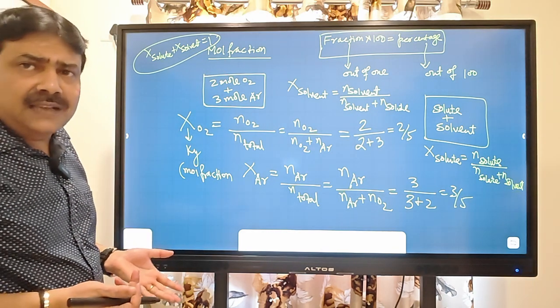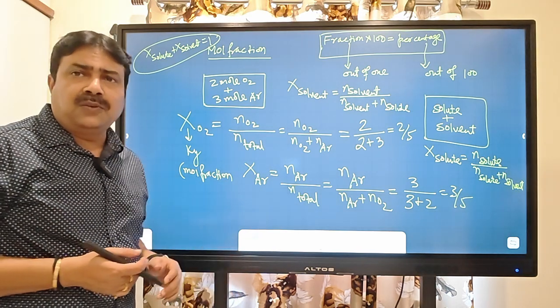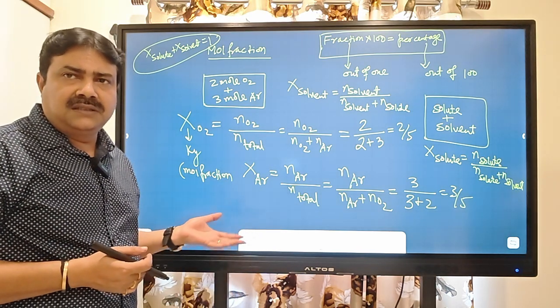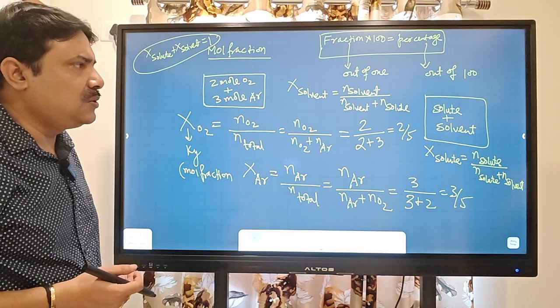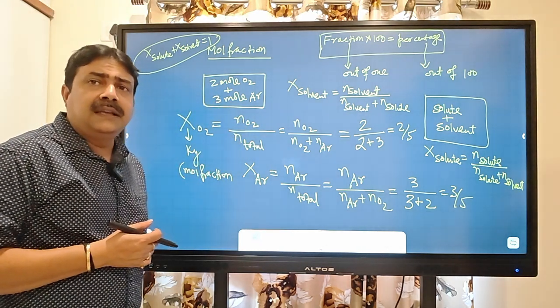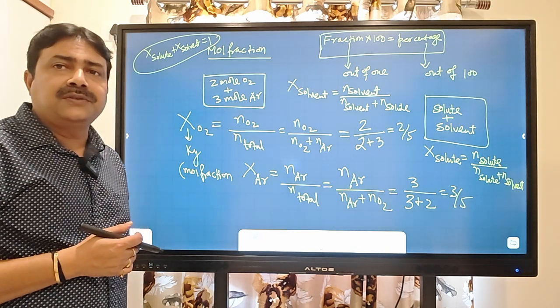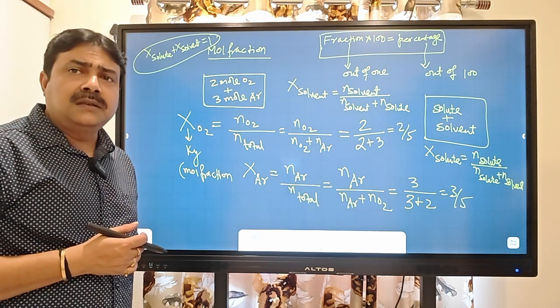Yes or no? As simple as that. If you know one thing, then 1 minus that one is the other thing. Simple logic. So that way we can find it out. This is the first basic idea about mole fractions, and whatever components there are, the summation of the mole fractions of all of them will always be equal to 1.